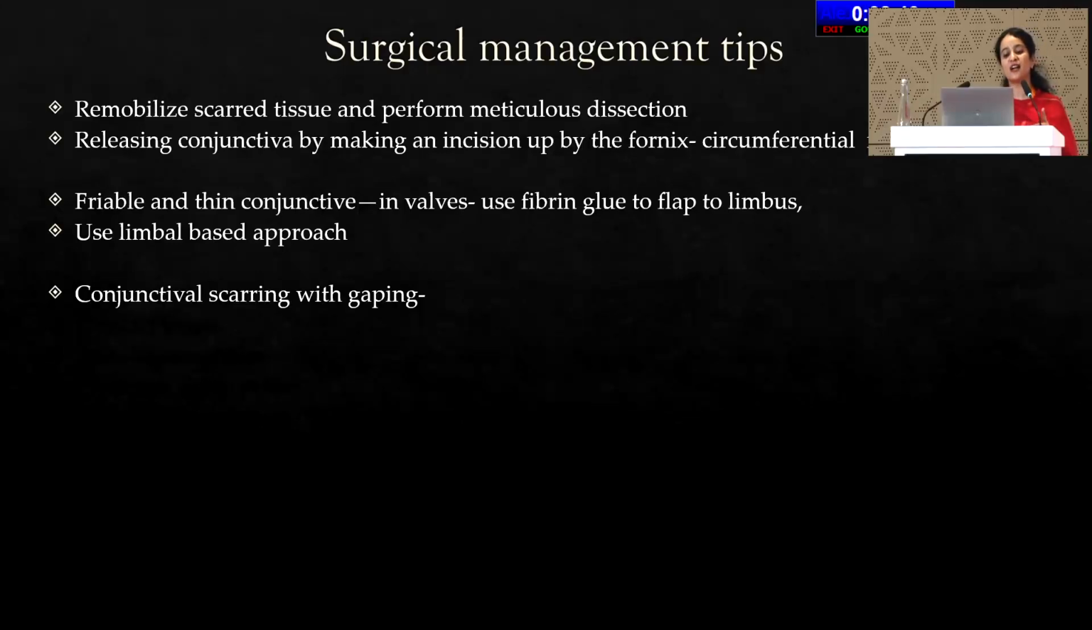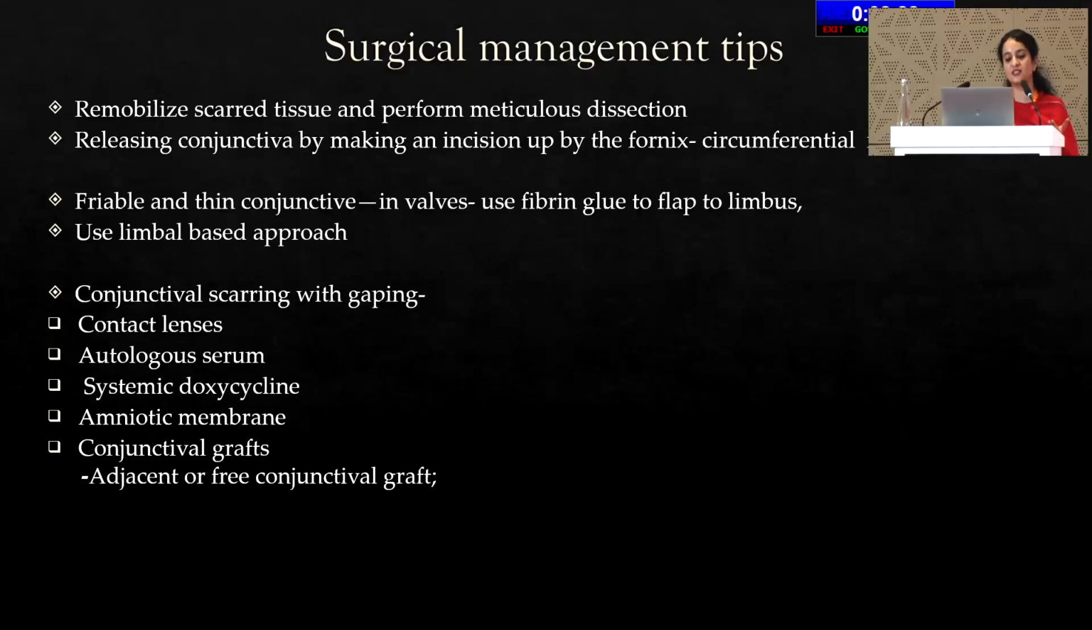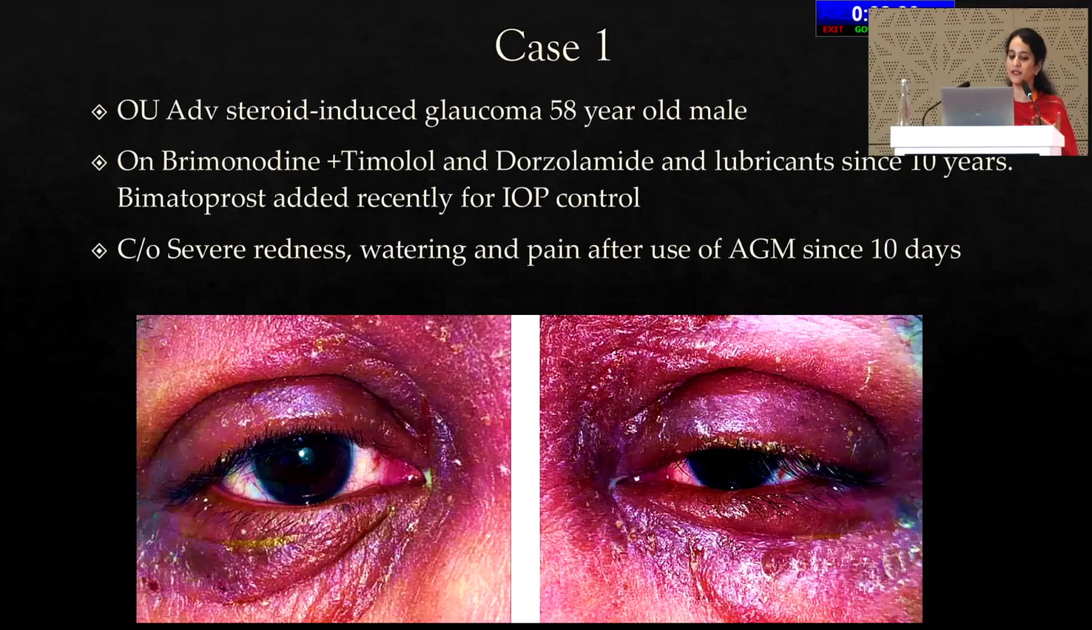In conjunctival scarring with gaping, for example, after surgery, in initial cases you can give them contact lenses, autologous serums, and there is a role for systemic doxycycline. If that fails, go on for surgical procedures like putting a layered AMT, and if that fails, go for a conjunctival graft, which may be from the adjacent or the free conjunctiva, or a pedicle graft. So let's discuss a few cases.